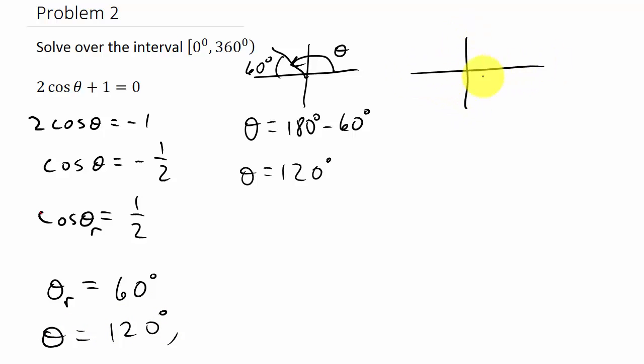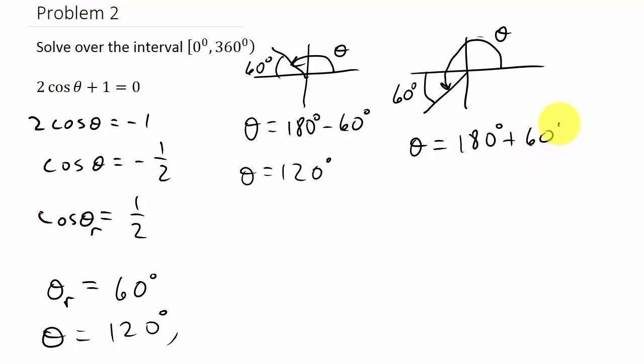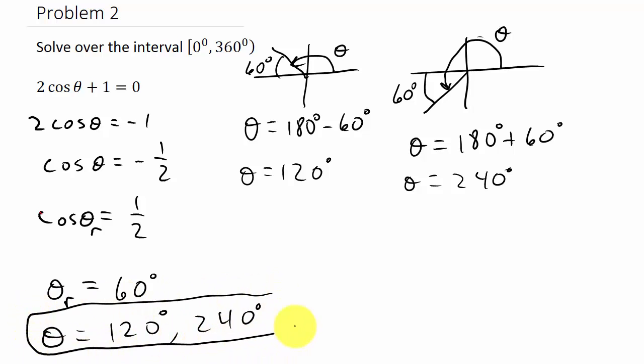Now let's find the third quadrant angle, this angle here. Using my reference angle, 60 degrees, theta is going to be 180, and then I'm going to add the reference angle. So that's 180 plus 60, so theta is 240 degrees. And so there's my solution.